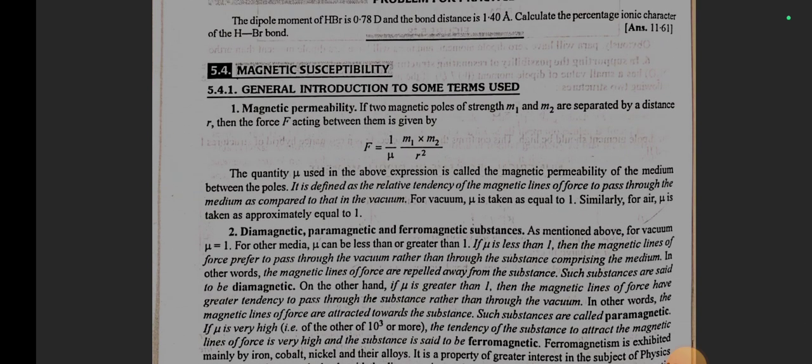Magnetic susceptibility. General introduction to some terms used. Number 1. Magnetic permeability.